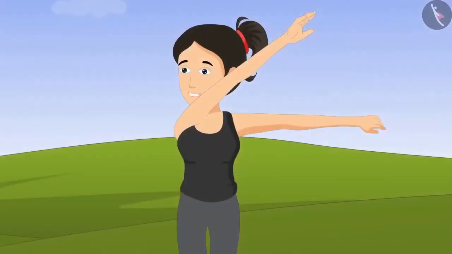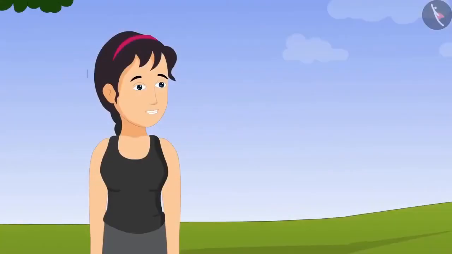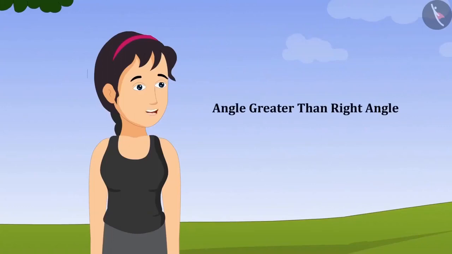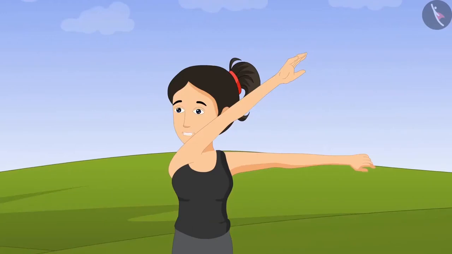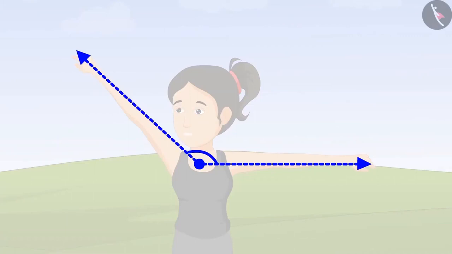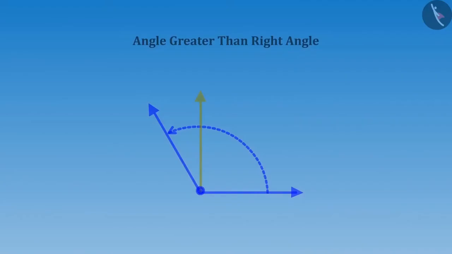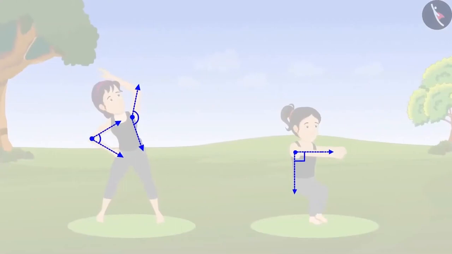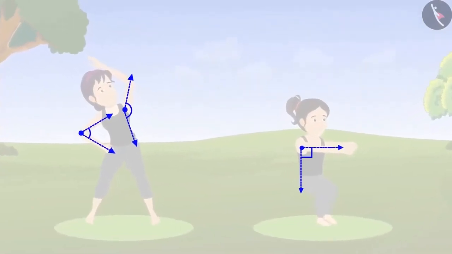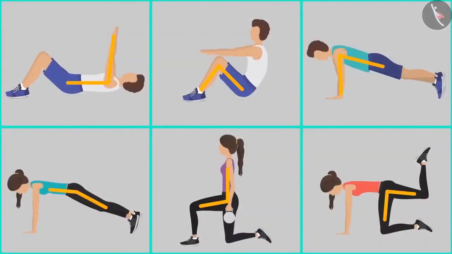"Look, Didi, I have also made an angle less than a right angle." Very good, Riva. You have made an angle less than a right angle. But can you make an angle greater than a right angle? "Didi, if I increase the distance between my hands longer than that of the right angle, will it become an angle greater than a right angle?" Oh wow, Riva, you are absolutely right. This is greater than a right angle. After that, Riva and Meena made different angles while doing exercise.